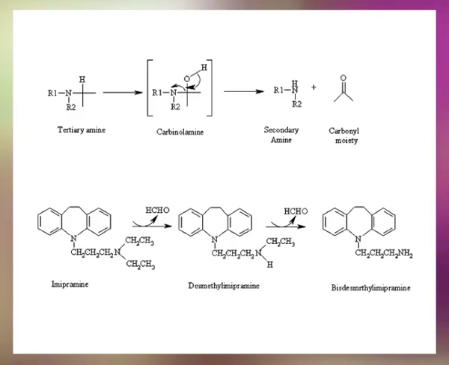Tertiary amine undergoes a reaction to give a carbinolamine intermediate, which is unstable and undergoes heterolytic cleavage of the C-N bond to give a secondary amine and a carbonyl moiety. For example, imipramine undergoes a reaction to give desmethyl imipramine, which further undergoes reaction to give bis-desmethyl imipramine.